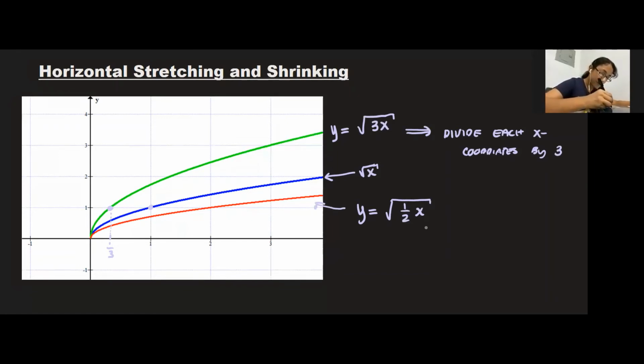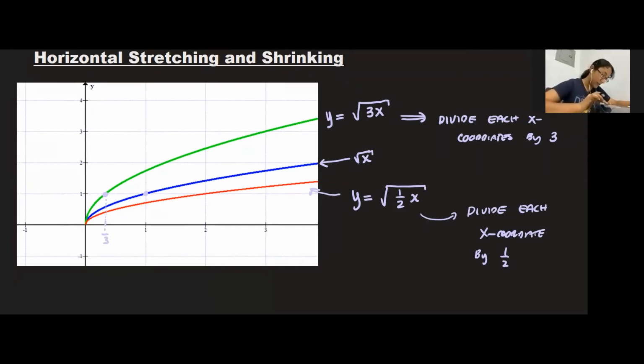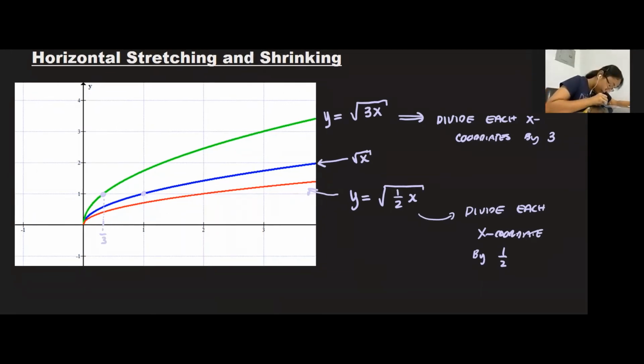So the red one, again, we're going to divide each x coordinate by c. In this case, c is 1/2. Dividing by 1/2 is the same as multiplying by 2. So now again, take the point 1 and multiply by 2. Now it's going to become (2, 1), which is right here.